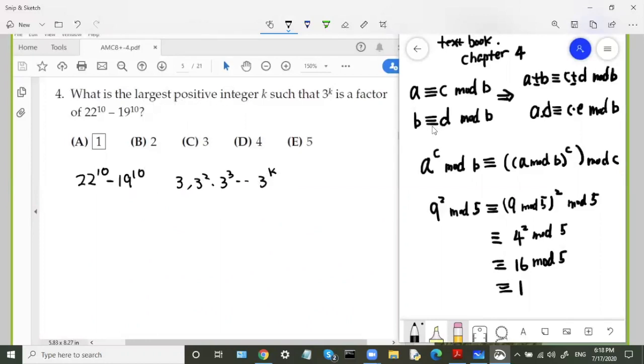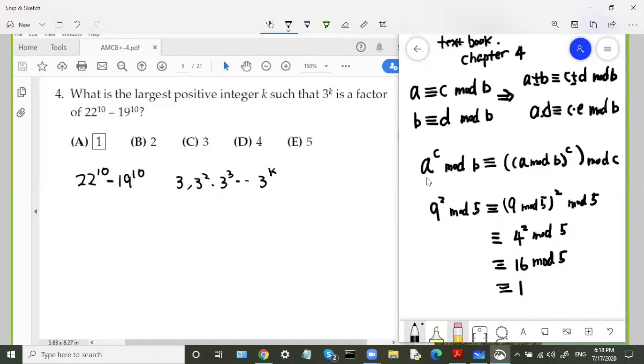So let's review some modular rules. If A and C divided by B have the same remainder, so we write like this, and B and D divided by B has the same remainder, we also can write like this. Then A plus B and A minus B and C plus D and C minus D, when divided by B, should have the same remainder. And A multiplied by D and C multiplied by E, these two numbers modulo B should have the same remainder.